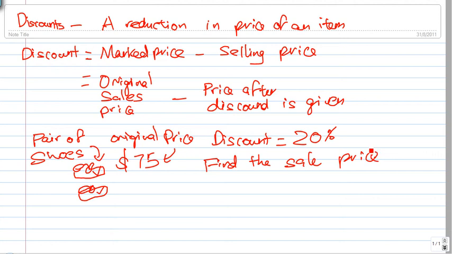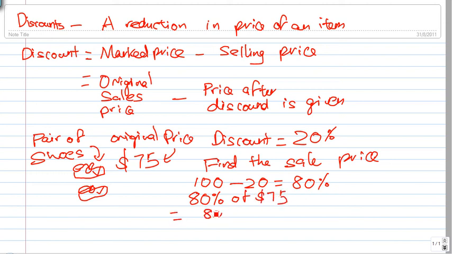Now you know if a discount of 20% is given, really you should take 100 minus 20%, which is 80%. So what you will be charged if you buy a pair of shoes is 80% of the original price or the marked price, if you will. So 80% of $75 is actually equals to 80 over 100 times 75, which is equals to $60.